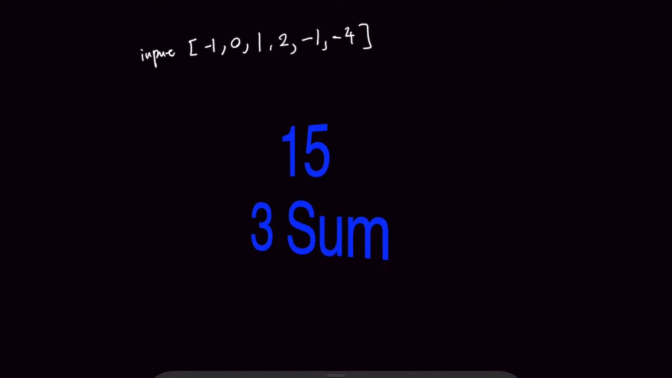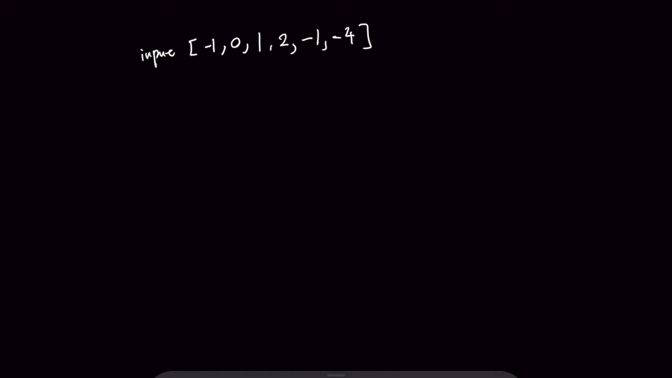Hi, I'll be covering question 15, 3Sum. In this question, we want to find all the triplets such that each triplet sums to 0.